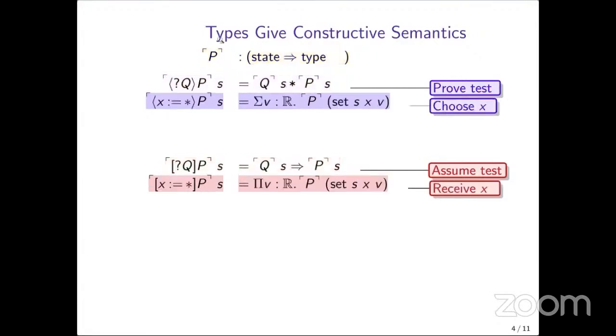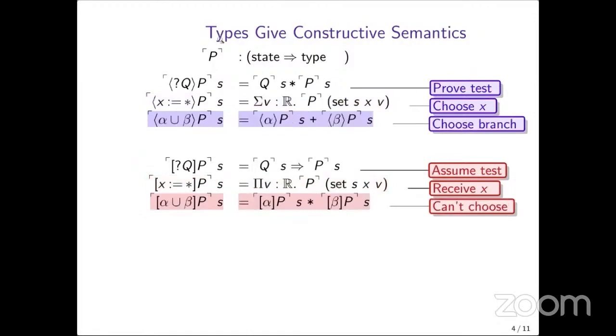Non-deterministic assignments, which are controlled by the players, work just like quantifiers, or just like sigma and pi types. If Angel is in control, then Angel has to give an actual witness V telling us the new value of X. Then Angel proves P in the updated state. Whereas if Demon is playing, we wait for Demon to tell us the value V so that we can prove P regardless of the value.